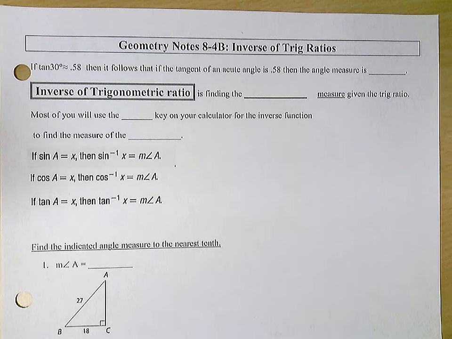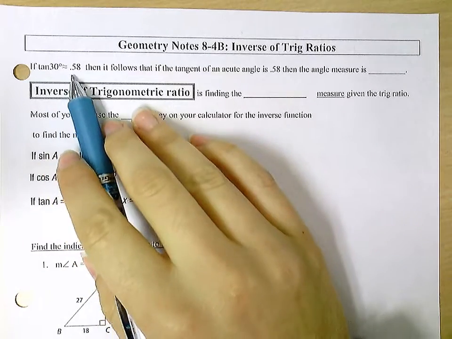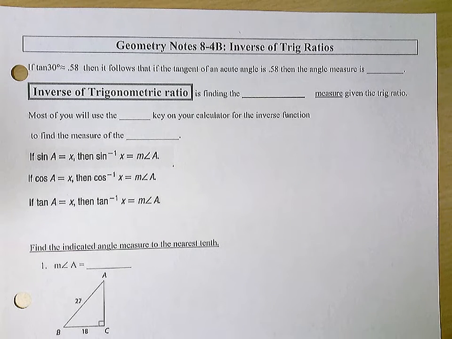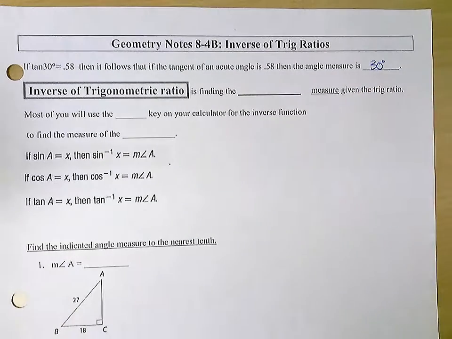All right, so we're going to go over the inverse of trig ratios today. Okay, so yesterday we just went over what our trig ratios are. Today we're going to go over the inverse of those. So if I have tangent of 30 degrees is about 0.58, then it follows that if the tangent of an acute angle is 0.58, then that angle measure has to be 30 degrees.